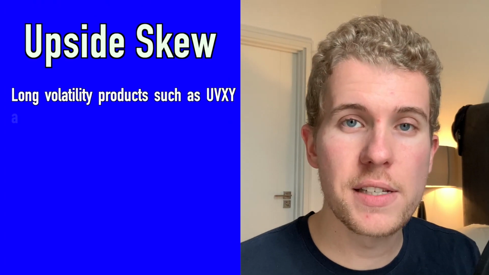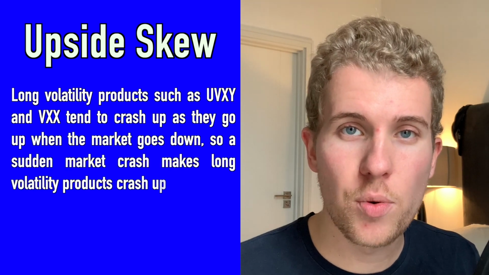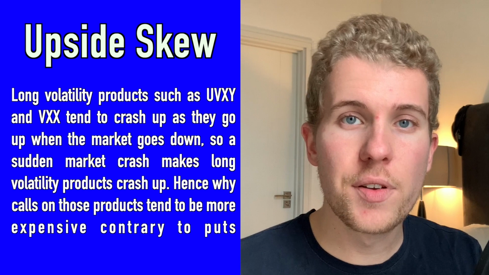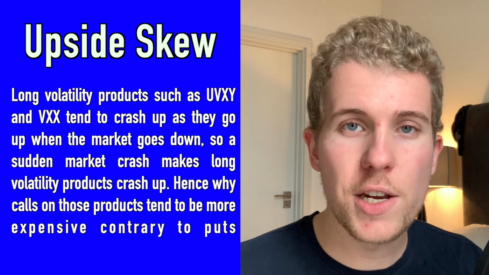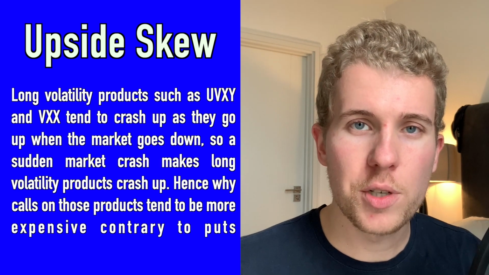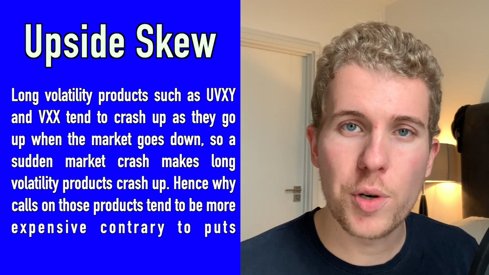But instead of a downside skew, where puts are more expensive than calls because of a fear of a market crash, you could also have an upside skew. And that usually tends to happen with volatility products. Volatility products such as UVXY or VXX will tend to crash up very quickly if the market crashes down. And that's a relationship because of how the volatility products are calculated. If the market crashes down, you will see this type of product crashing up very quickly. And because of this, there is a fear of a possible crash up for this type of product.